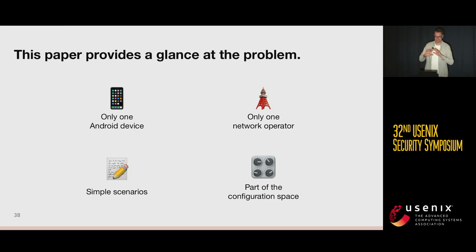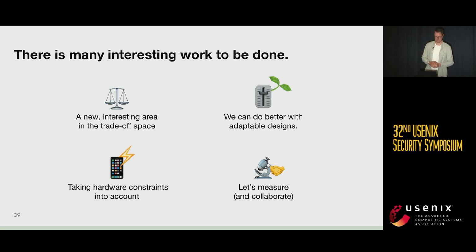So, looking a bit at the limitations of our work. This is really a glance at the problem. It's a first step. So we only look at one Android device. We only look at one network operator. The scenarios are arguably quite simple. And we also look only at part of the configuration space, especially for VPN clients. There are tons of options to explore, and they probably can perform way better than what we have been able to measure here. And that also means there is a lot of interesting work to be done.